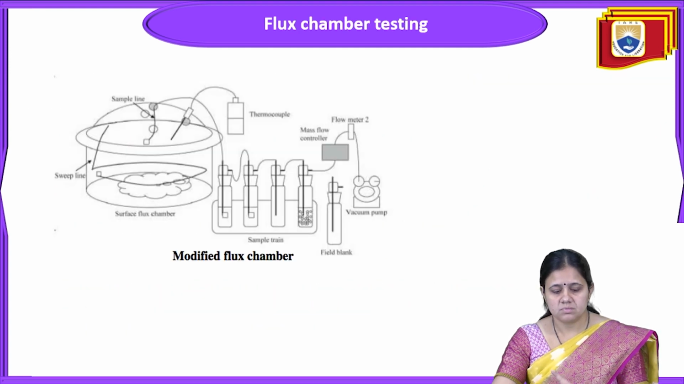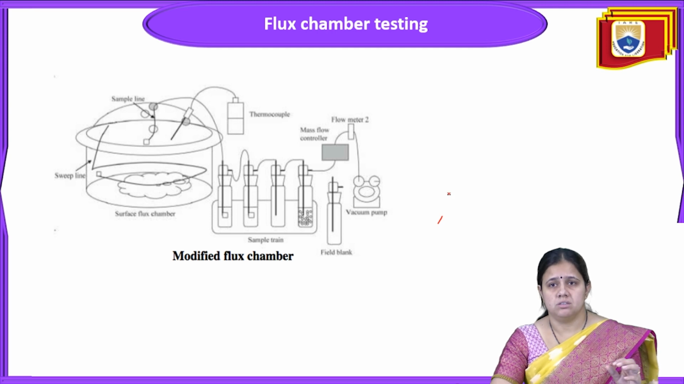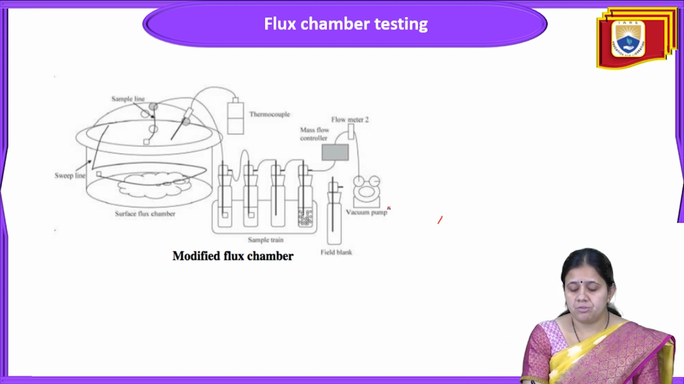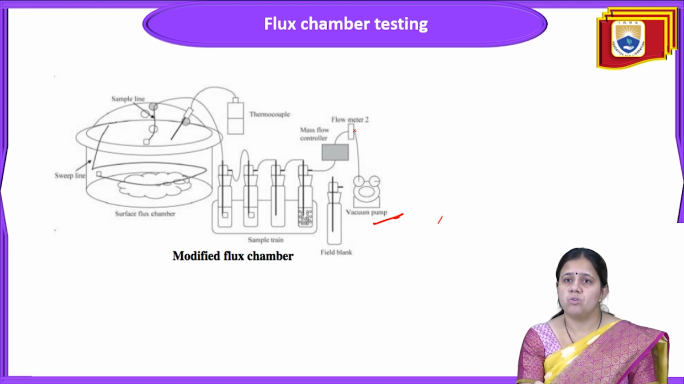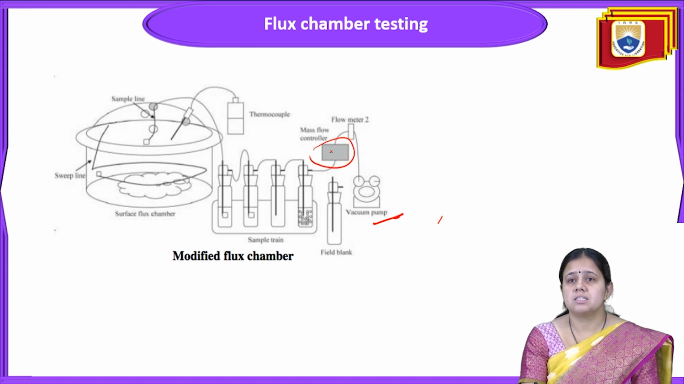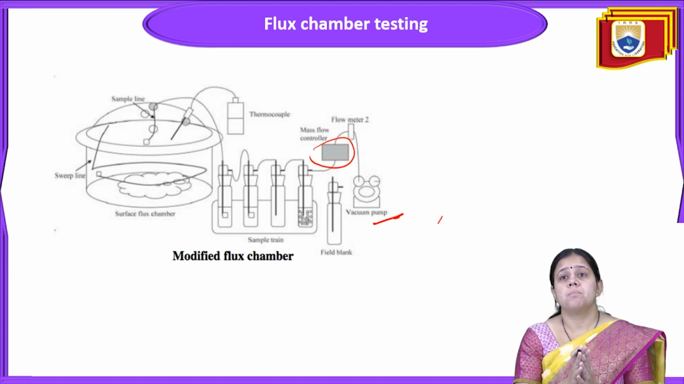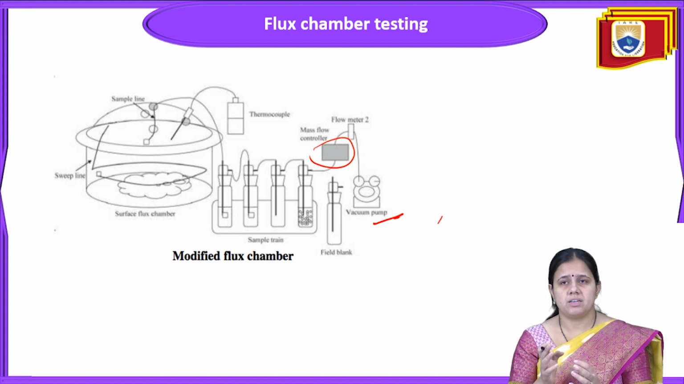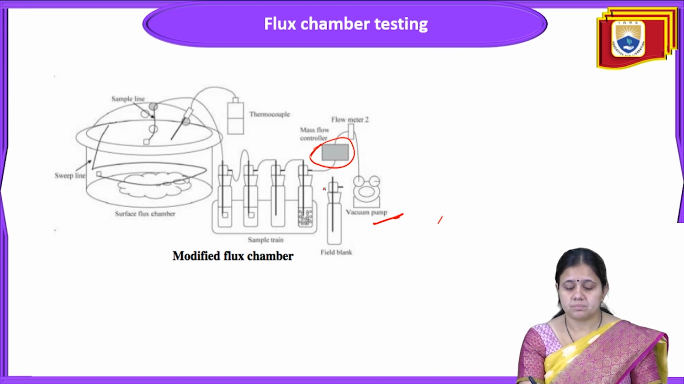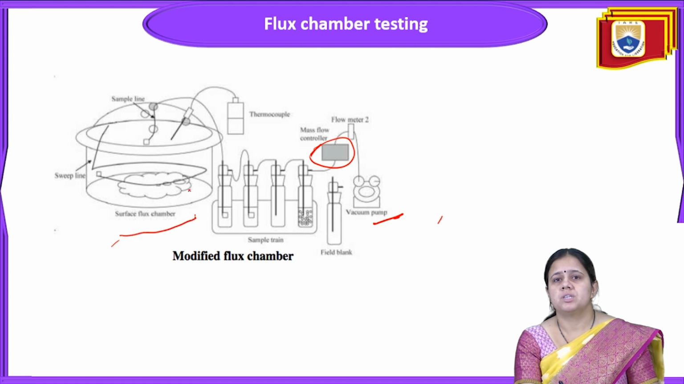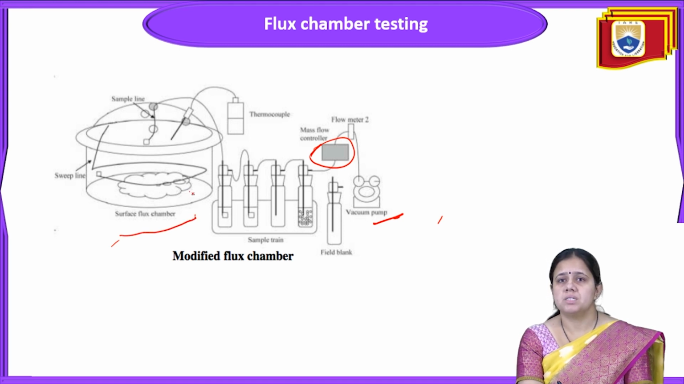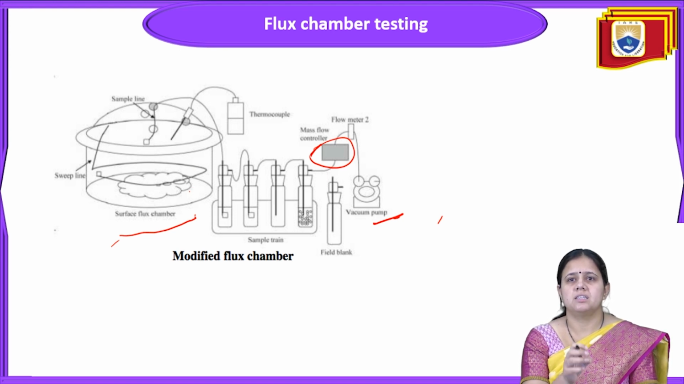You can see this is a picture of the flux chamber. There is a vacuum pump, then a flow meter, and then a mass flow controller. This will control the mass flow of methane, because flux basically means the emission of methane. Then it enters the chambers, and from there goes to the surface flux chamber. You can see there is a sweep line and thermocouples. Here the methane is collected and testing is done. So this is about flux chamber testing.